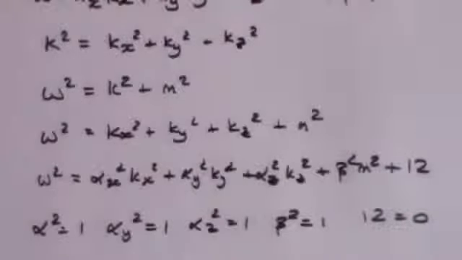So now we have to go to the mathematicians and we have to say we need to solve, we need matrices which equate to the fact that alpha x squared is 1, alpha y squared is 1, alpha z squared is 1, beta squared is 1, and all the other terms, when you multiply them through, come to 0.